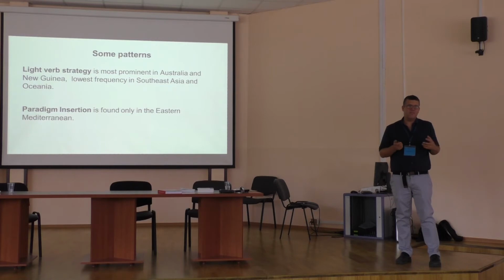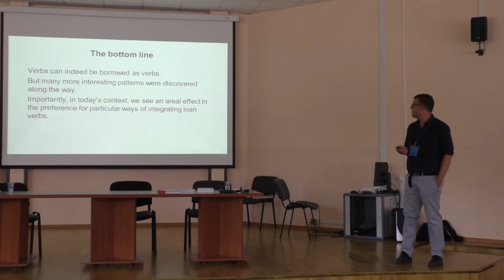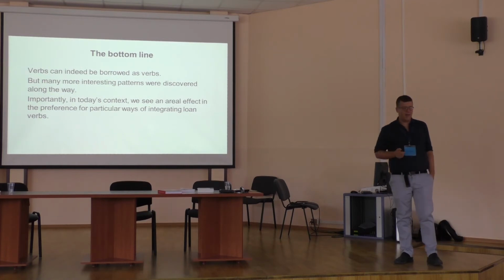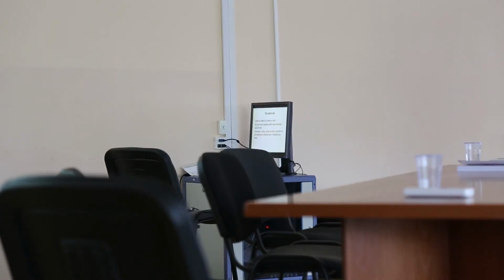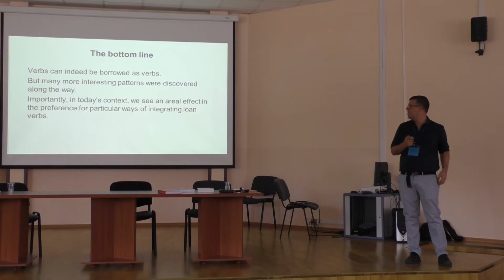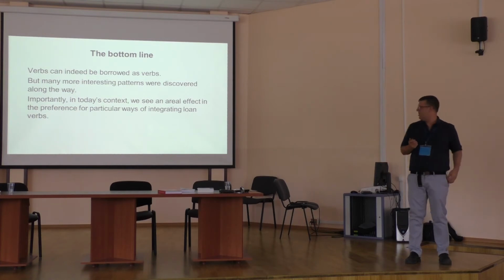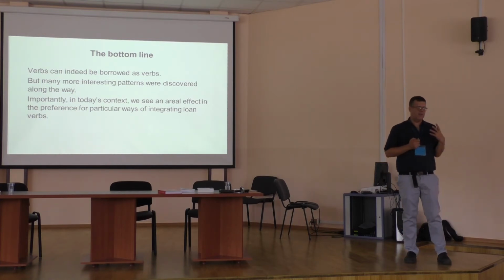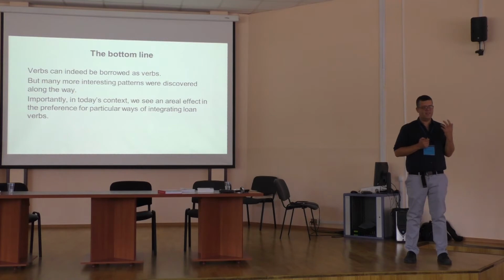So maybe this very possibility is bound to very particular socio-historical events. So the bottom line is that verbs definitely can be borrowed as verbs, unlike what Moravcsik thought. But we found lots of other interesting stuff along the way. So we found patterns of co-occurrence of verb accommodation strategies. Other things came up as well. But in today's context, we see an areal effect. We see an areal effect of the way that verbs are borrowed. Now, this is suggestive, right? This raises questions.